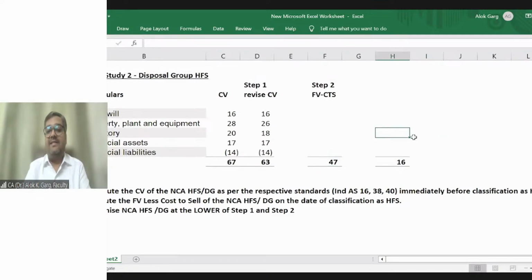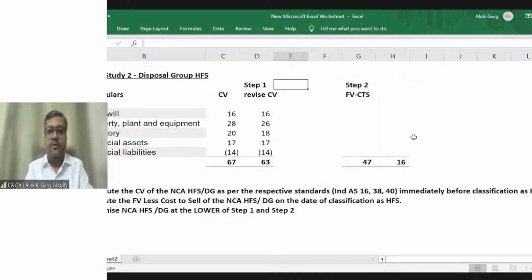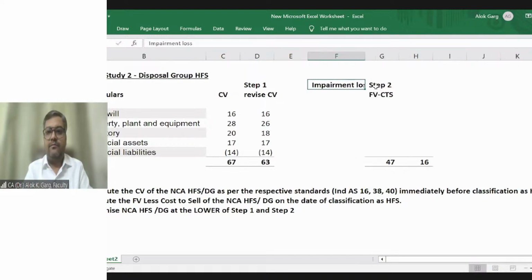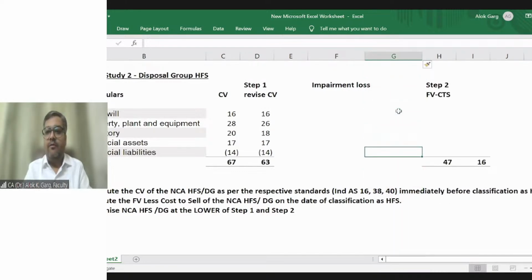Now the question arises: how to allocate this impairment loss? Let me write here step number 2. There is an impairment loss, and what is the value of the impairment loss? It is 16 million.